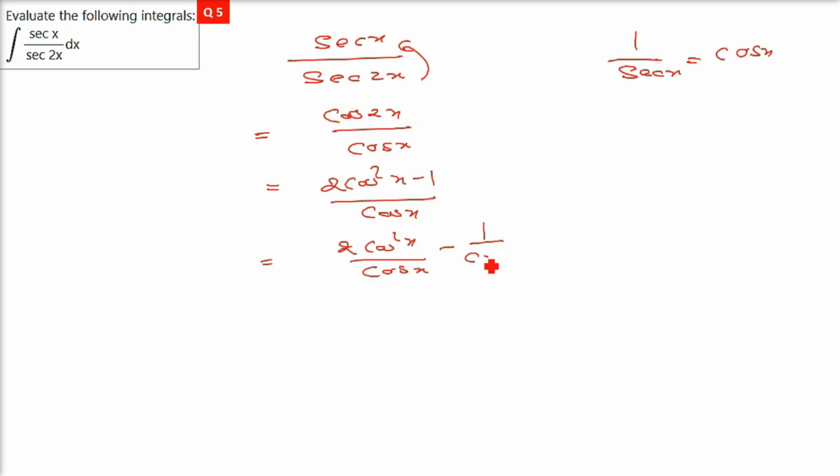2 cos square x minus 1 can be separated with the cos in the denominator. This cos gets cancelled, so you just have a 2 here. This is what will be here. Only one cos will remain, 2 cos, and 1 by cos x can be written as sec x.